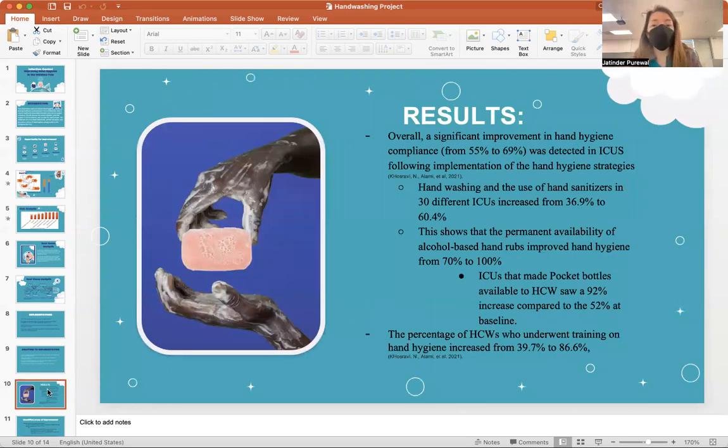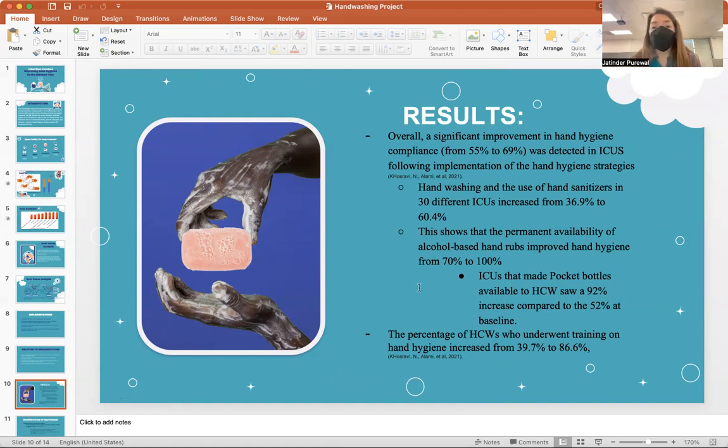Okay, so the results, overall, a significant improvement in hand hygiene compliance, which went from 55 to 69%, was detected in ICUs following implementation of the hand hygiene strategies listed before. Hand washing and the use of hand sanitizers in 30 different ICUs increased from 36.9% to 60.4%. This shows that the permanent availability of alcohol-based hand rubs improved hand hygiene from 70% to 100%.